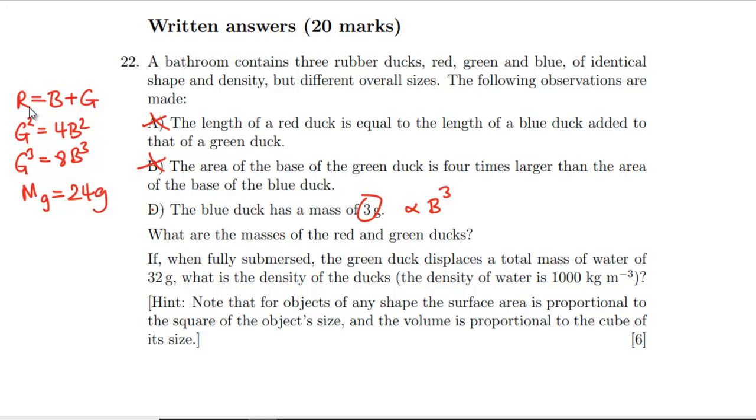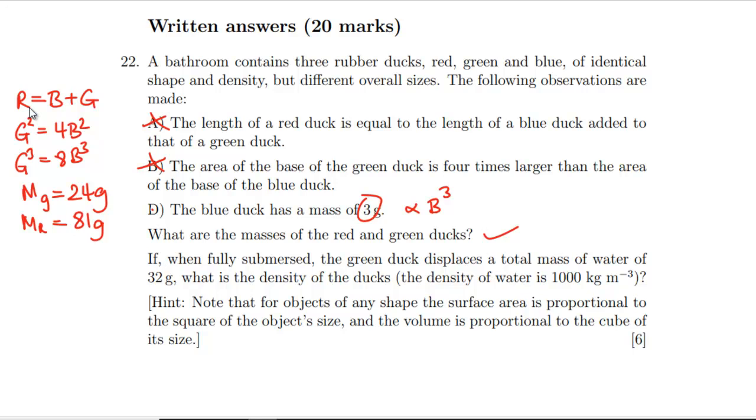Right, the red one: we just said that G is equal to 2B by squaring all of this and square rooting all of that. So we've got R is equal to 3B. So it's going to be 27 times. So the mass of the red duck is going to be equal to 81 grams, 3 times 27. Right, so that's done that bit.